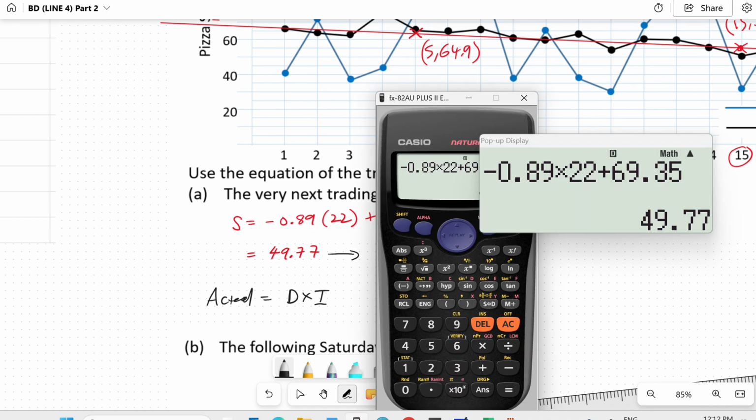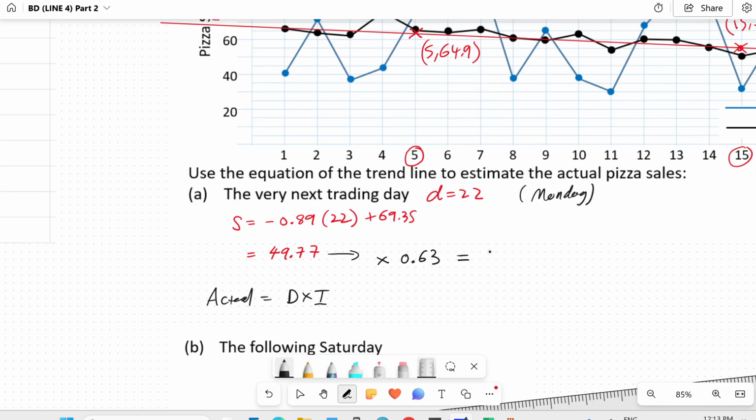So I'll just go back and I'll multiply this by the index for Monday. And the actual prediction is 31.336, or about 31.4 pizzas or sales. So 31.4. All right. Now, where this is a discrete variable, it can take whole number values only. So we would say about 31 sales for that one.